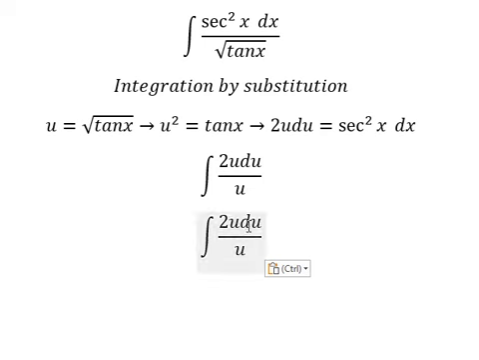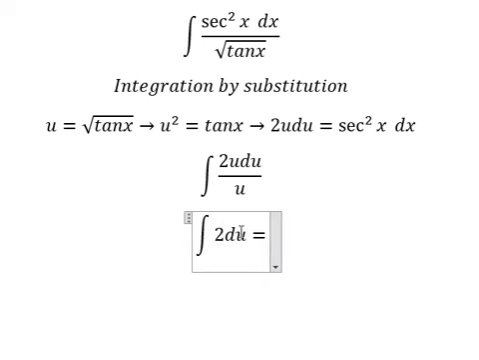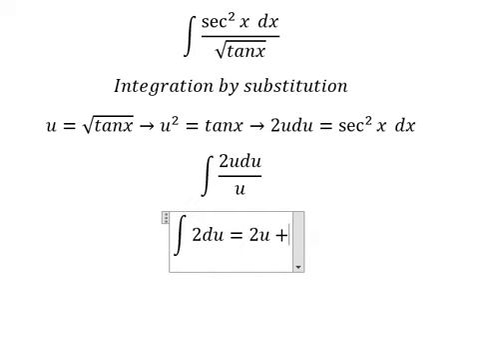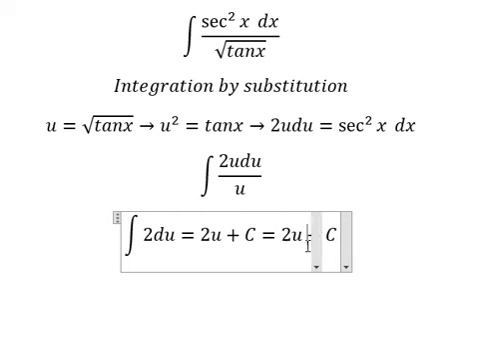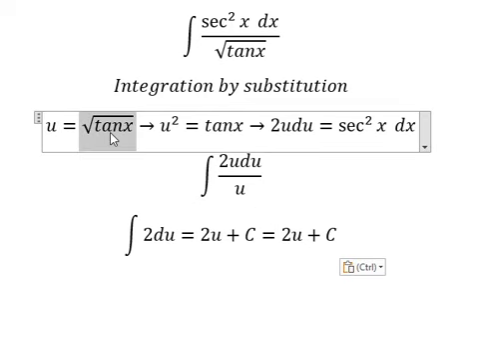So u divided by u, we have the number 2. The integration of du is u, and I will add c. About u, that is this one.